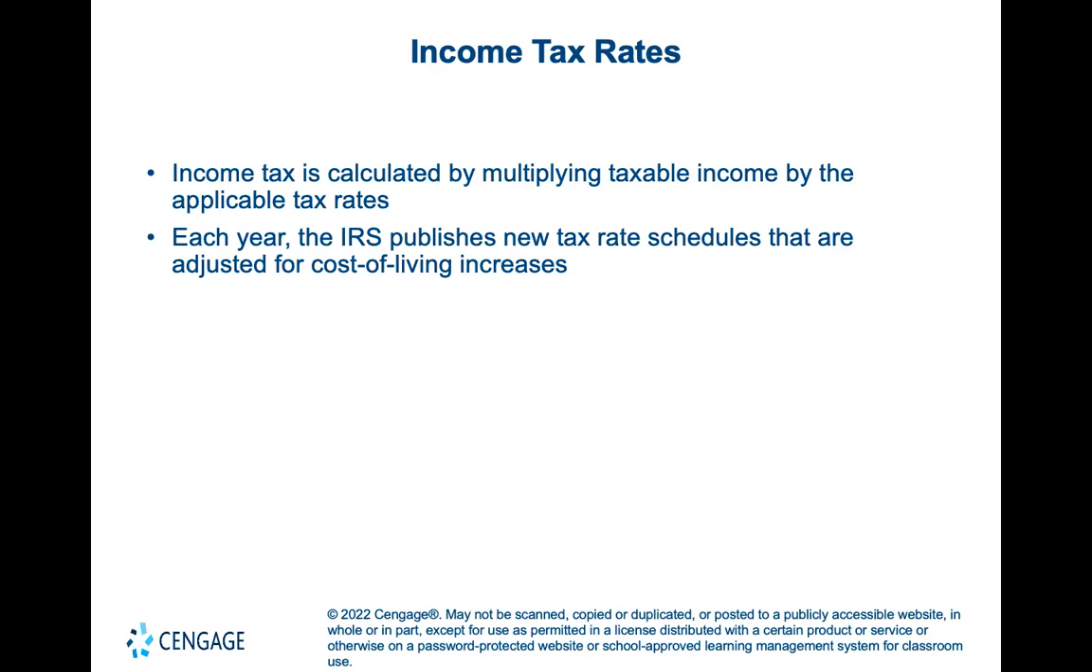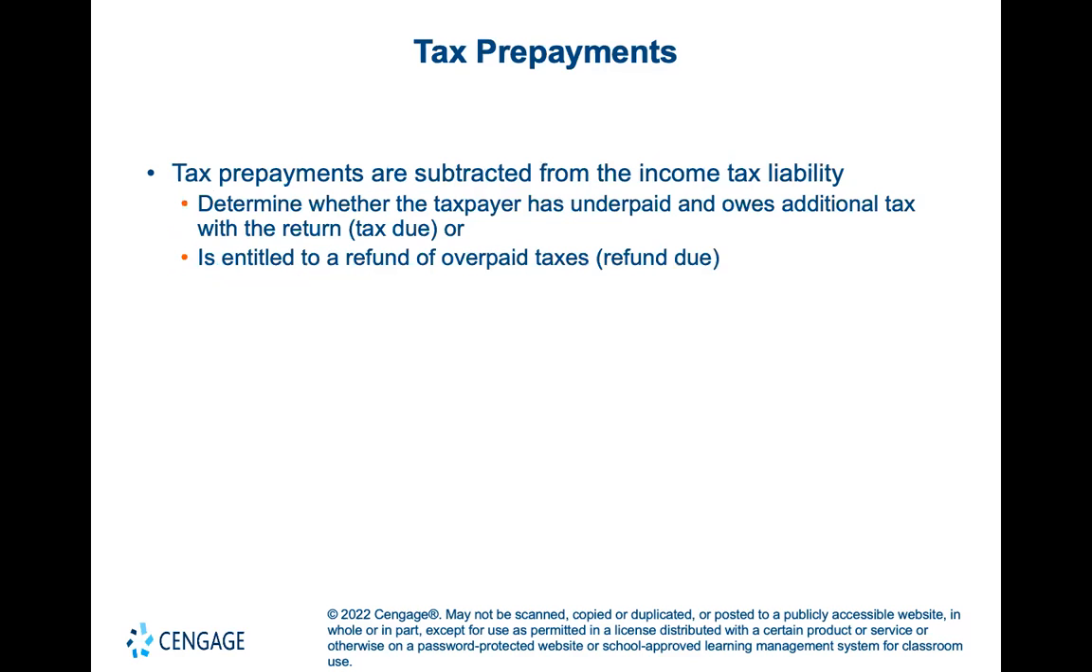Income tax is calculated by multiplying taxable income by the applicable tax rates. This is usually where you go into your tax rates. Each year, the IRS publishes new tax rate schedules that are adjusted for cost of living increases. So your cost of living is a part of it. That helps a little bit with inflation, but not necessarily, because your income doesn't go up with inflation as well. Sometimes it does, but typically it doesn't.